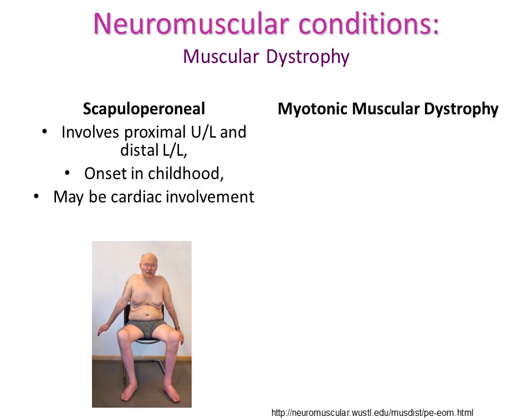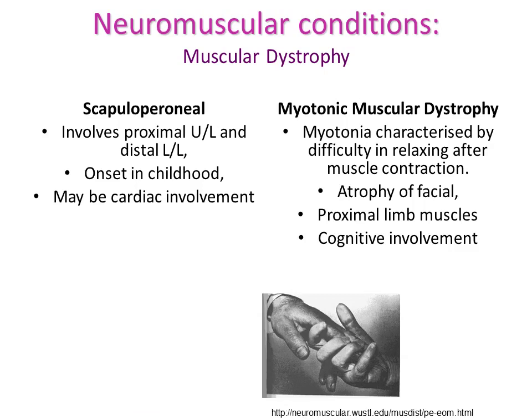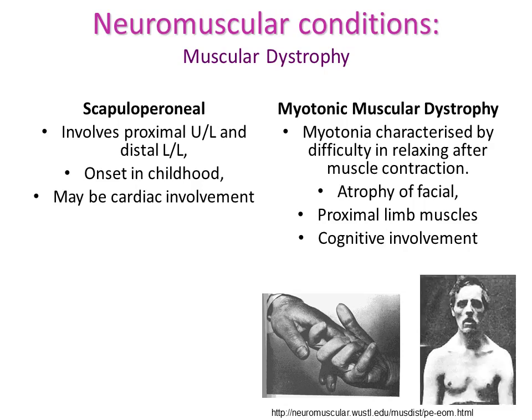And then another more common type, which is myotonic muscular dystrophy, and that's when you exhibit myotonia, which is where relaxing the muscles after a muscle contraction is very difficult. You also get facial atrophy, proximal limb weakness, and cognitive involvement. And this little photograph shows the finger muscles quite frozen after a contraction, and it takes a while for them to relax because of the myotonia. And this photograph shows the classic facial atrophy and proximal limb weakness.